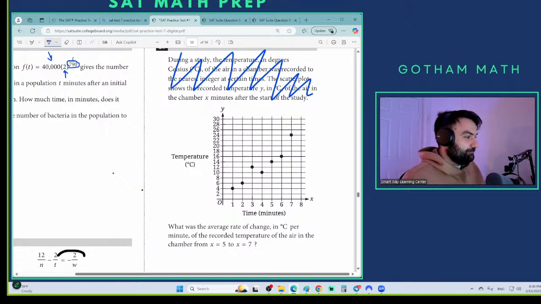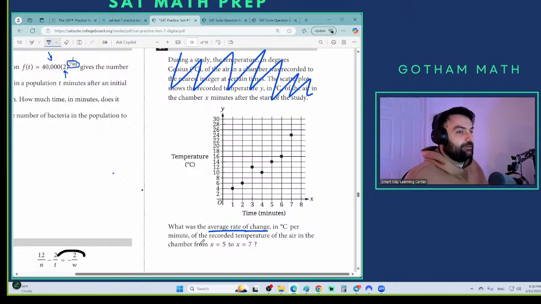So let's see what's going to happen here in this situation. What is the average rate of change, slope, in Celsius per minute of the recorded temperature of the air in the chamber? Oh my god. With this simple question, this is definitely not irrelevant. Definitely a time waster. What does that mean? The average rate of change between x equals 5 and x equals 7.